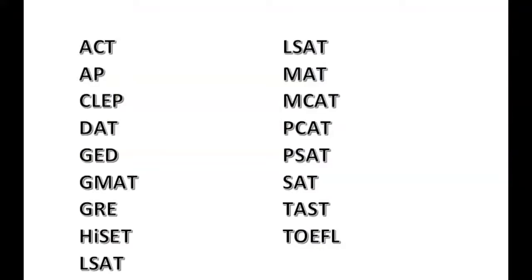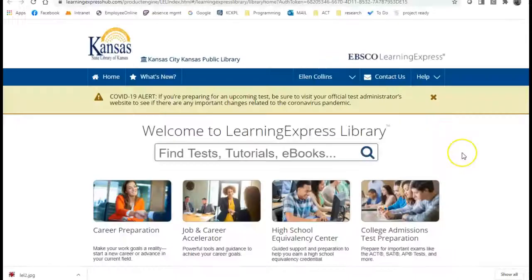Public Library. And today we're going to do another tutorial on the LearningExpress Library database. Today I'll be showing you how to use the database to prepare for exams, specifically high school and college exams. Let's get started. There are 17 different high school and college level exams that you can prepare for on the LearningExpress Library database. Here is the list.